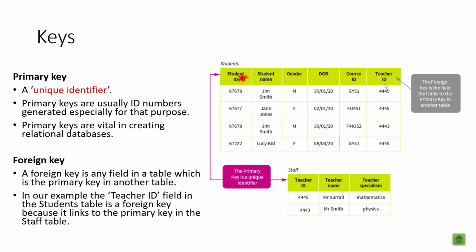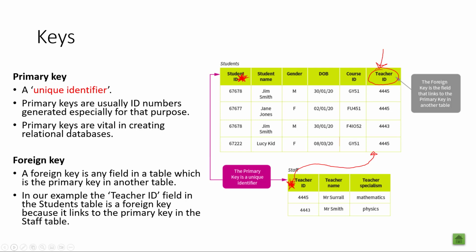I'll just put a star for a primary key. And then here, teacher ID is also a primary key. Now, to link these tables together, we need to use a foreign key. So teacher ID is a primary key, but it's not a primary key in the student table. It's a primary key in its own table, in a staff table. So this here is a primary key. So you need to put the primary key in another table. That then becomes a foreign key. So a foreign key is a primary key in another table.